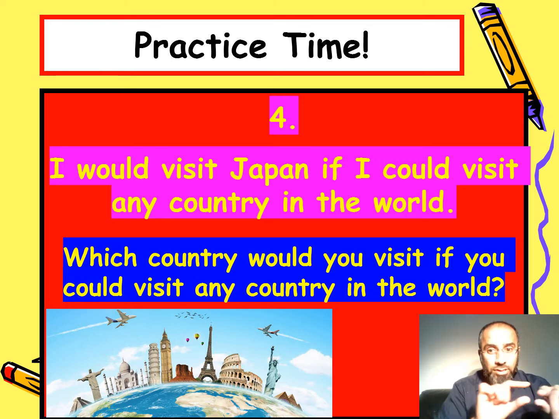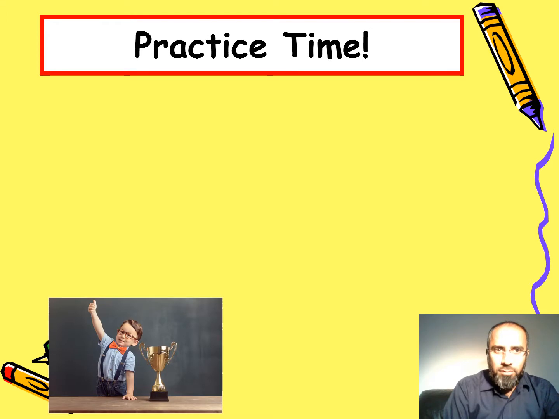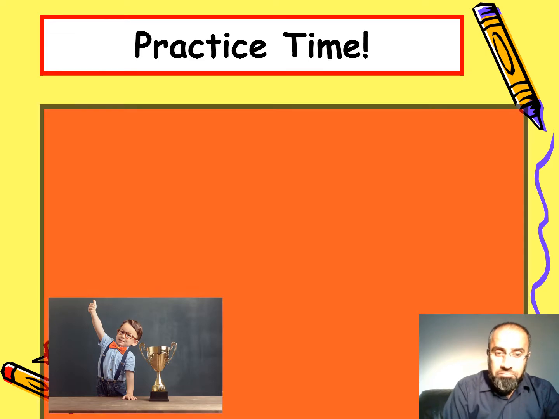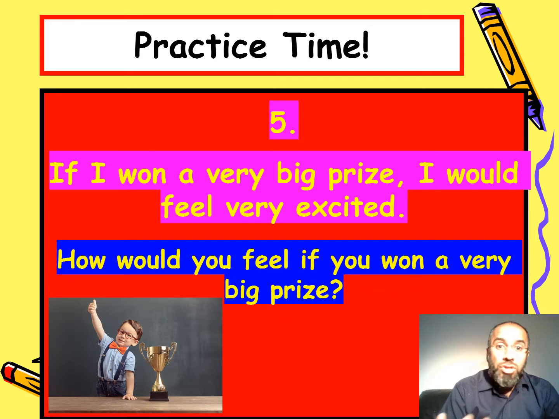Yes, can you make a complete sentence, a full sentence? I would, yeah. Interesting, very good, well done. Okay, one more, last one, I think. Wow, he looks very happy. Okay, the sentence is, if I won a very big prize, I would feel very excited, like this boy. What about you? How would you feel if you won a very big prize? Good, well done, very good.